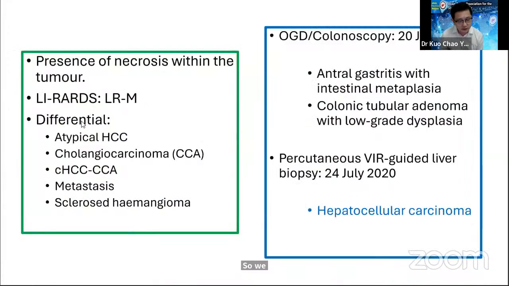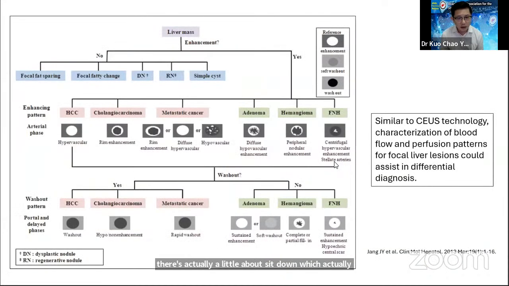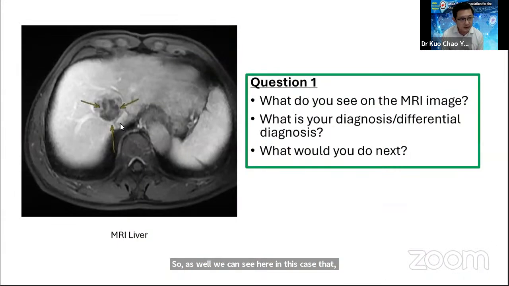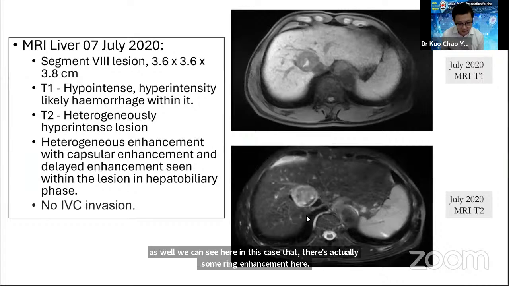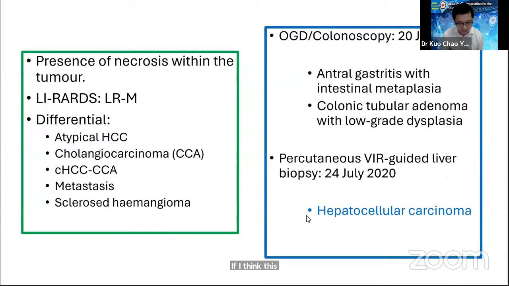So we discussed it in the tumor board, and the differential is an atypical HCC, or a cholangiocarcinoma, or a mix, or a metastasis, and even a sclerosing hemangioma. They proposed to screen for other primaries with OGD and colonoscopy, which returned no malignancy in the GI tract. A liver biopsy was done, which proved to be hepatocellular carcinoma. As we can see in this case, there is some ring enhancement here, and in the capsule here, which is also not typical for HCC.